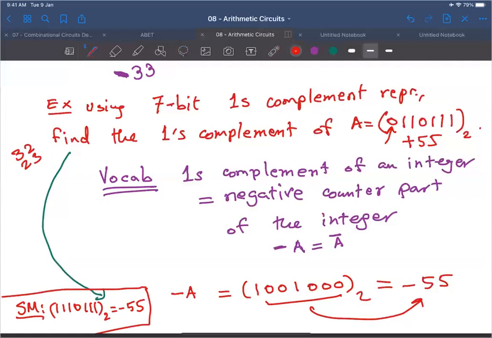But in one's complement, minus 55 is represented in this form, which is the complement of all the bits, not just the sign bit. So notice the difference here. This is minus 55 in sign and magnitude, and this is minus 55 in one's complement. They have different bits. But the positive numbers are the same regardless of the representation. Is this clear?